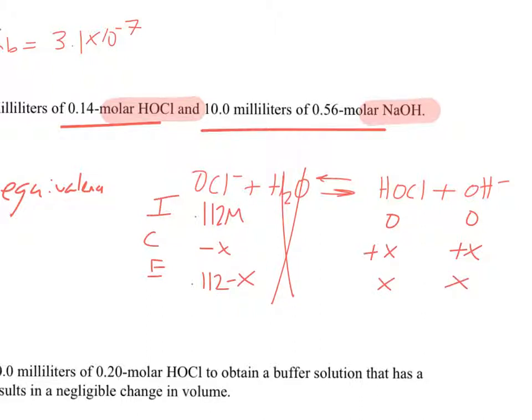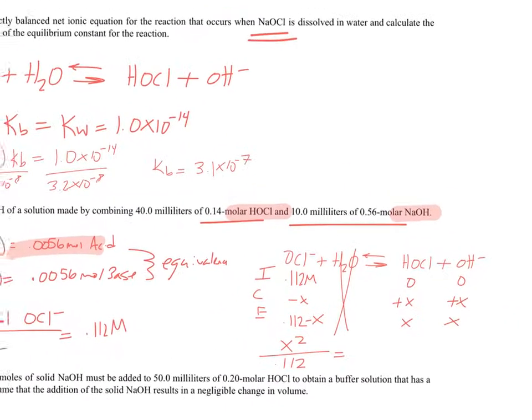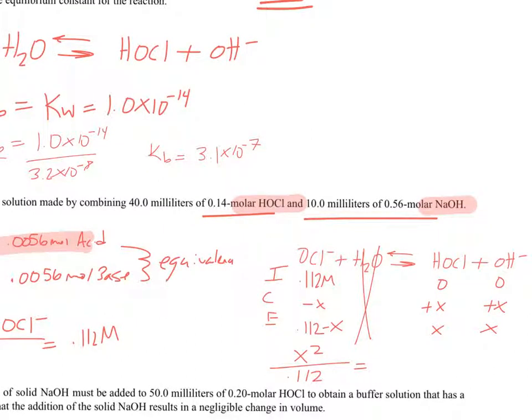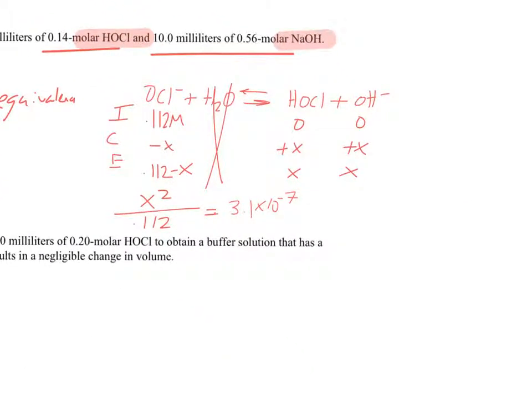We'll set up the Kb expression just like we set up a Ka expression. It's x times x, or x squared, over 0.112 molar base, and that's equal to the Kb, which I'll snag right here. That's equal to 3.1 times 10 to the negative 7th. So I'll solve for x. X is equal to 1.8 times 10 to the negative 4th, but that's the OH concentration, not the H concentration.